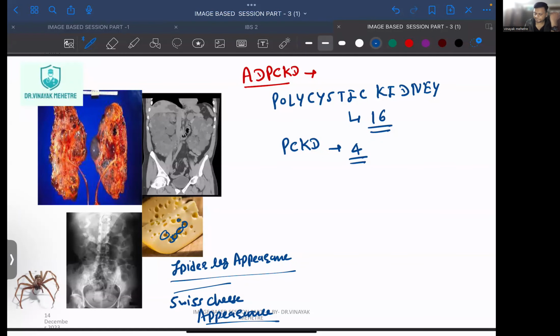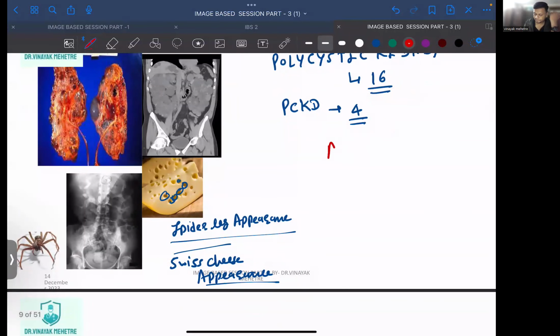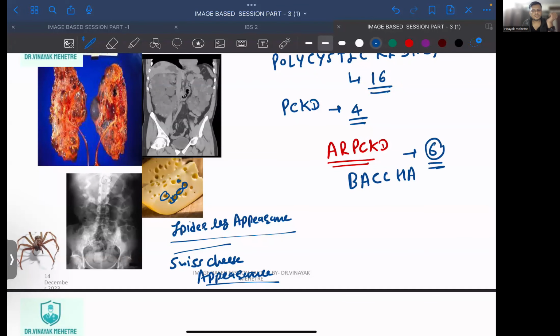Then comes autosomal recessive polycystic kidney disease. This patient is going to die in childhood age. Childhood age में मर जाएंगे. कब मरेंगे? जब वो बच्चा है, right? बच्चा. How many alphabets are there? It is 6. So it is associated with gene 6.